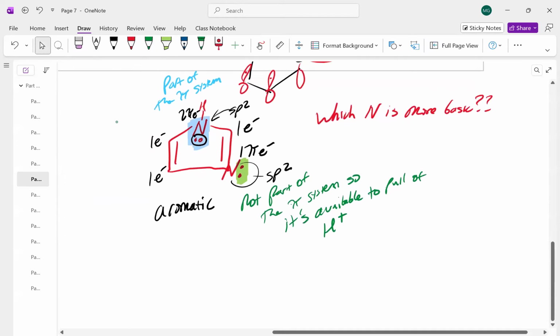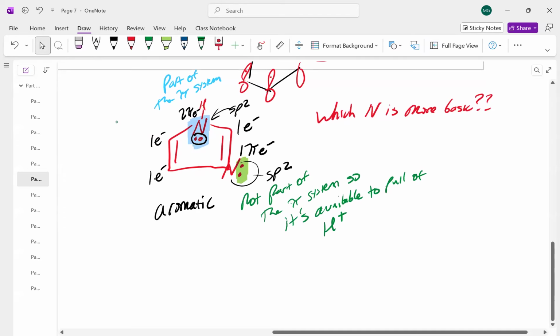And that's a very important thing that you should know about, especially with nitrogen-containing compounds: first of all, being able to recognize whether or not the lone pair is part of the pi system. And secondly, once you've made that determination, be able to identify which nitrogen would be more basic, due to it being available to act as a base.